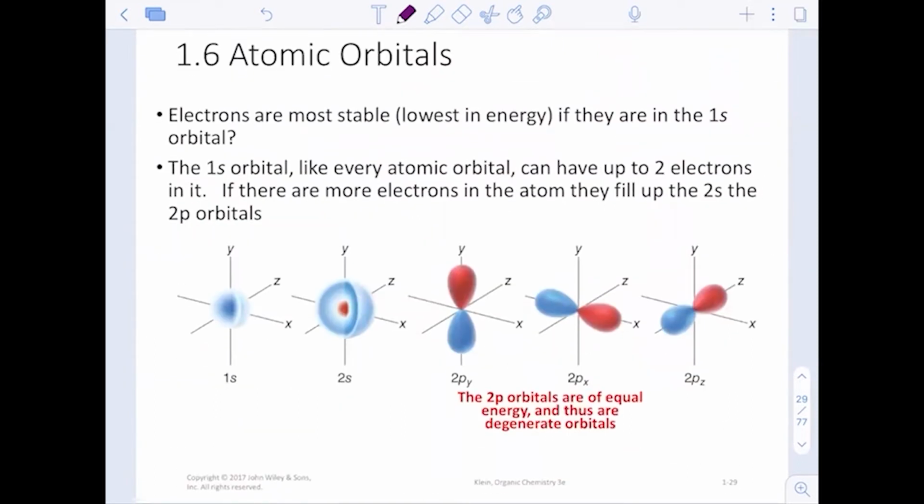Now, electrons are most stable in lowest energy orbitals. So we start with the 1s, and then we went to the 2s, and with n equals 2, we got the 2px, the 2py, and the 2pz. We got degenerate orbitals. We can think about our electron configurations. We'll see the orbital diagrams in just a minute. I just want us to focus on the difference between 1s and 2s. Notice the 1s is smaller. As n increases, the size of the orbital increases.